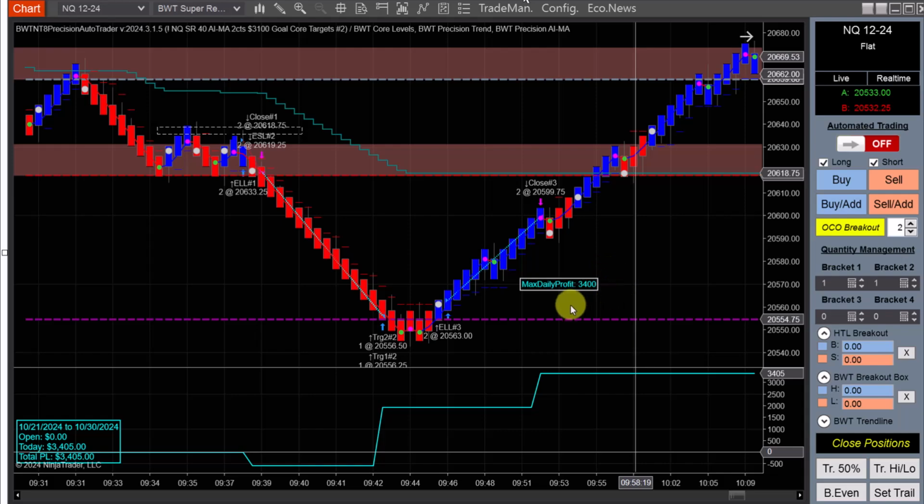So here's the full screenshot. This was traded in real time and also qualified for an evaluation account, and this had massive positive slippage. So there must have been really strong movement right here at the end that allowed for that positive slippage, because the goal is 3,100, it made 34.